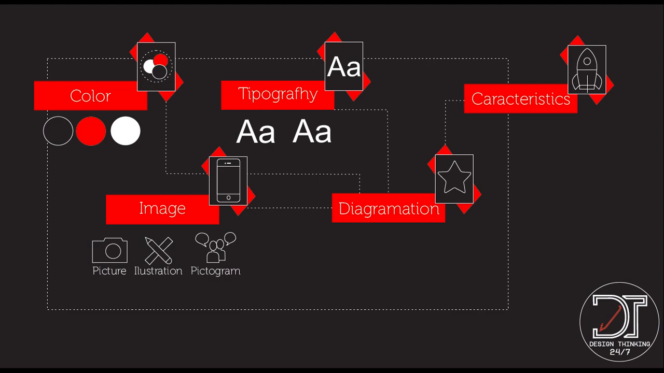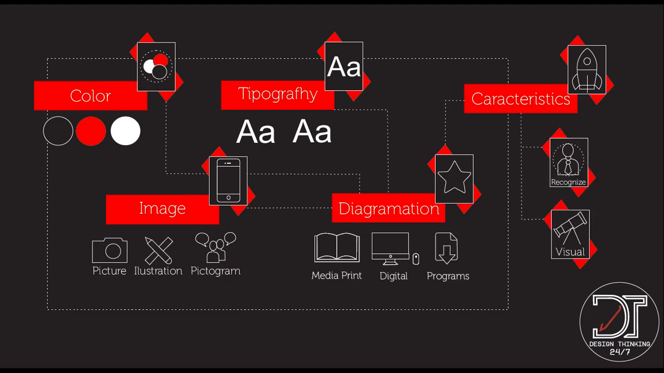Finally, we have the diagrammation. This is for the things that you use digital or printed, but if you want to do that, you have to choose a program. People sometimes use Corel Draw, Illustrator, or a program of vectors that allows you to put everything together. What is the idea here?